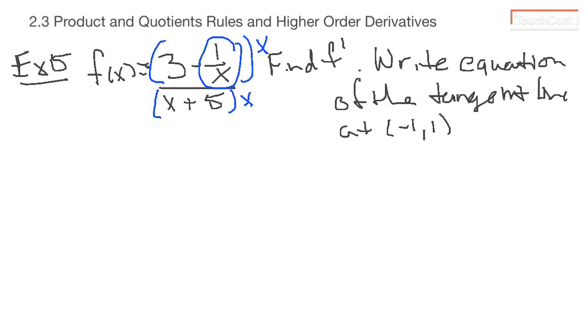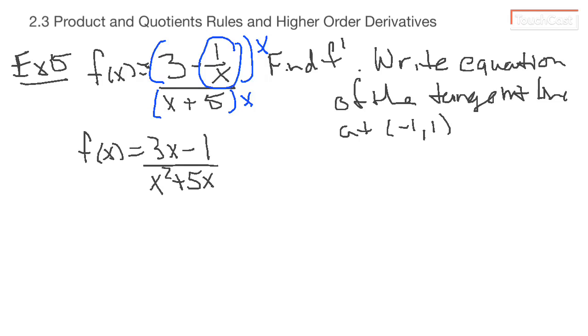What that's going to do in our numerator is allow us to rewrite it as x times 3 is just going to be 3x, minus x times 1 over x is just going to be 1. So our numerator is going to be 3x minus 1 over, and then we distribute the x in our denominator. x times x is x squared, plus x times 5 is 5x.